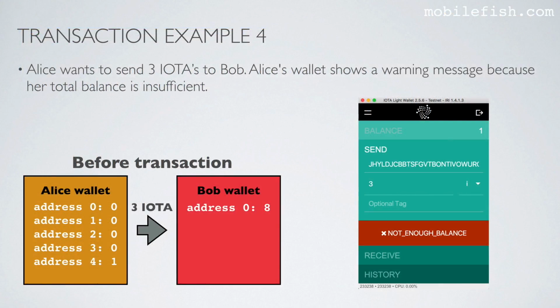This is transaction example 4. This is before the transaction. Again, this is Alice's wallet. She wants to send 3 IOTAs to Bob. Alice's wallet starts with address 0, finds 0 IOTAs. Next address, again 0 IOTAs. Next address finds 0 IOTAs. Next address finds 0 IOTAs. It finds 1 IOTA in address 4. This amount is not sufficient to fulfill the transaction. Alice's wallet shows a warning message because her total balance is insufficient.